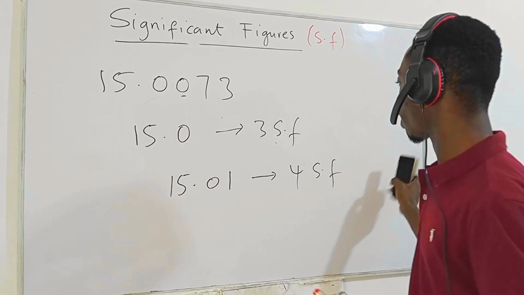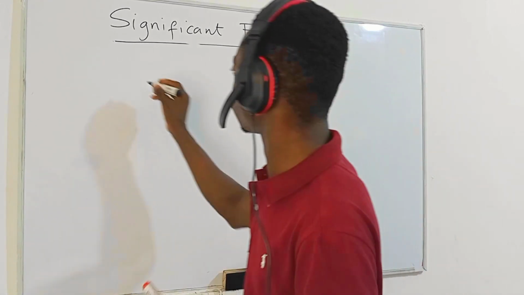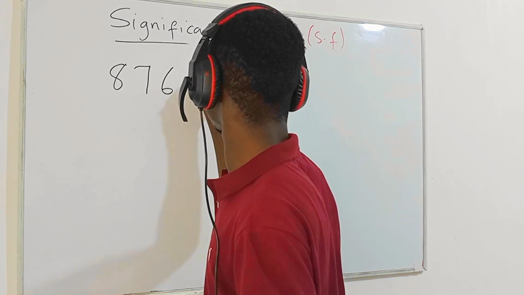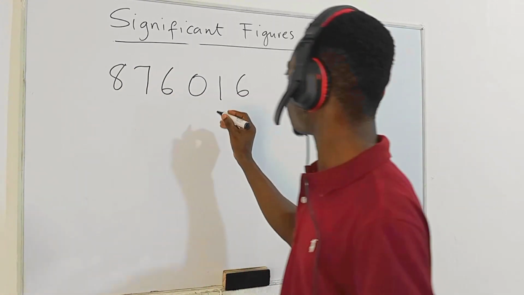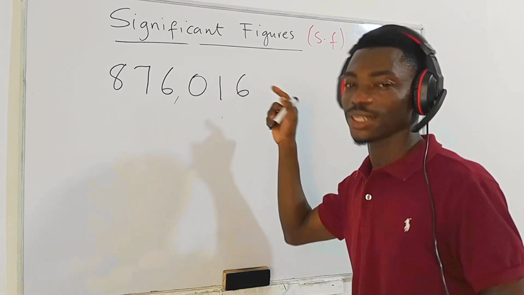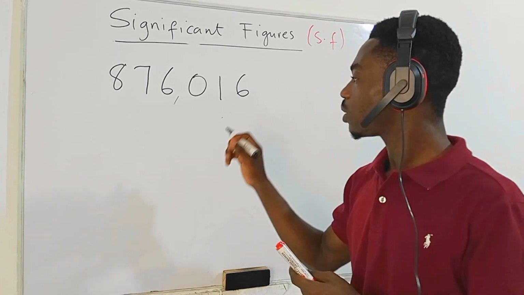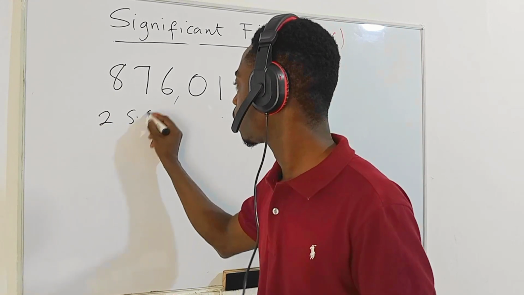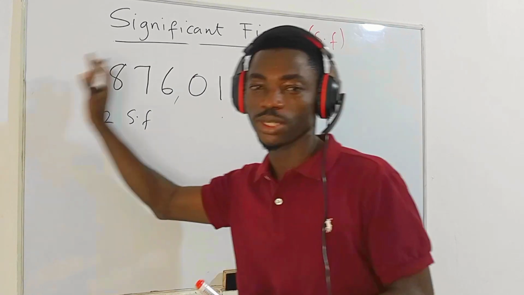Now let's consider whole numbers. Let's say you are given a whole number, 876,016, and you are asked to leave this in two significant figures. Of course, we always have to start from the left and then count to the right.